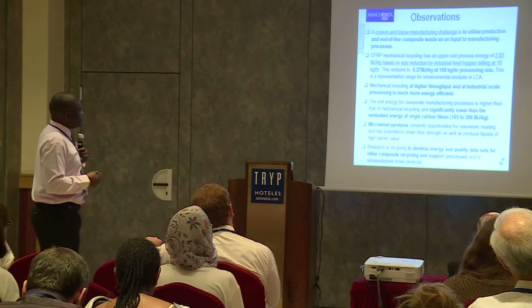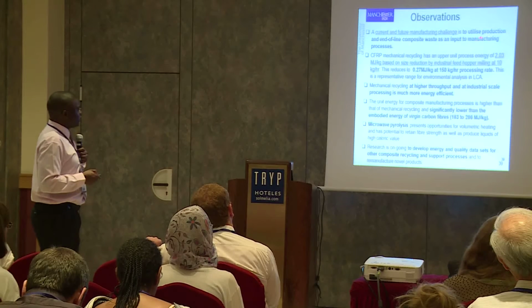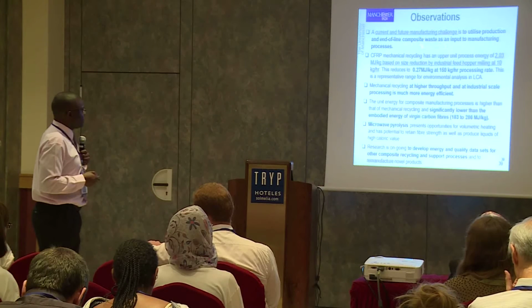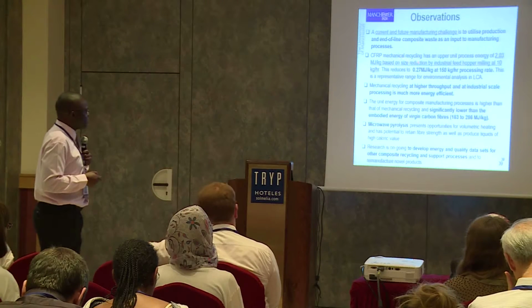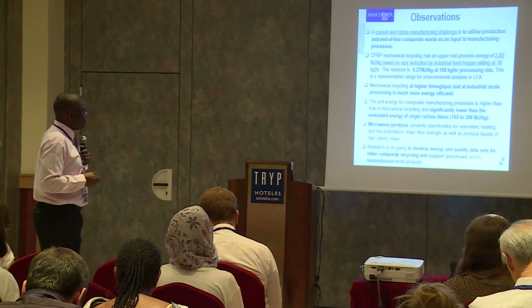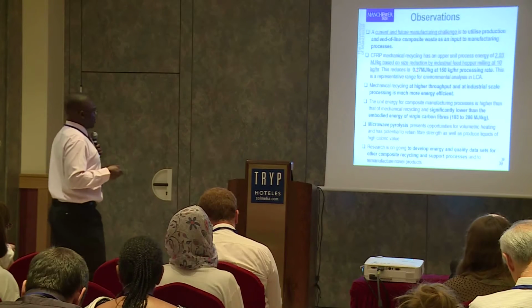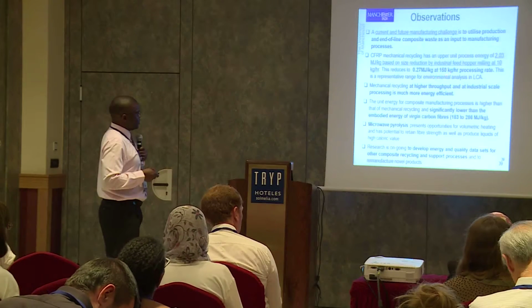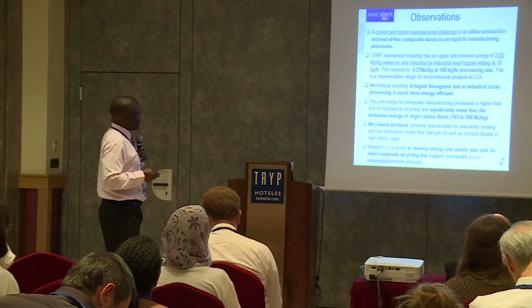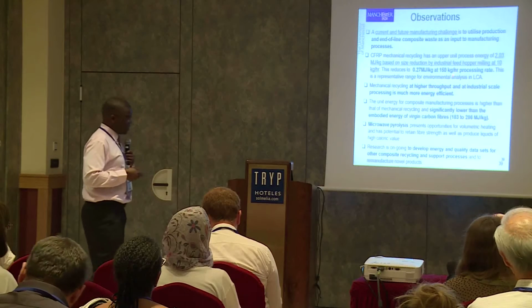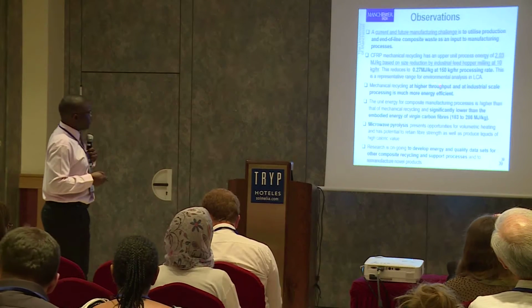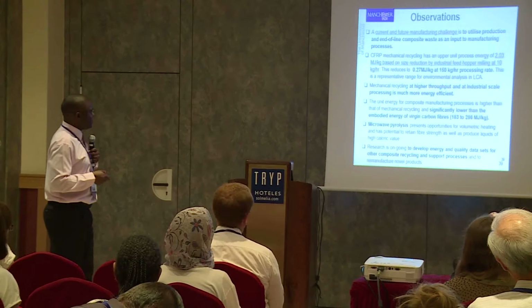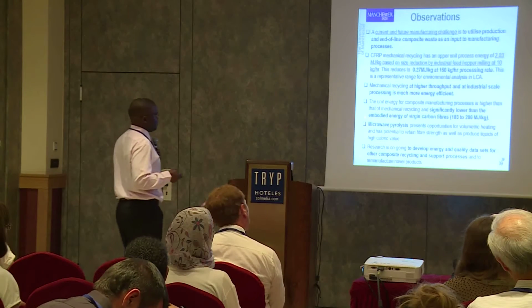So our goal is to utilize end-of-line and composite waste as an input to manufacturing processes. For example, in the model that we've done, we are looking at 0.27 megajoules per kg for processing CFRP using the mechanical process. The main observation I'm making is that the faster a process is, the more energy intensive it is.